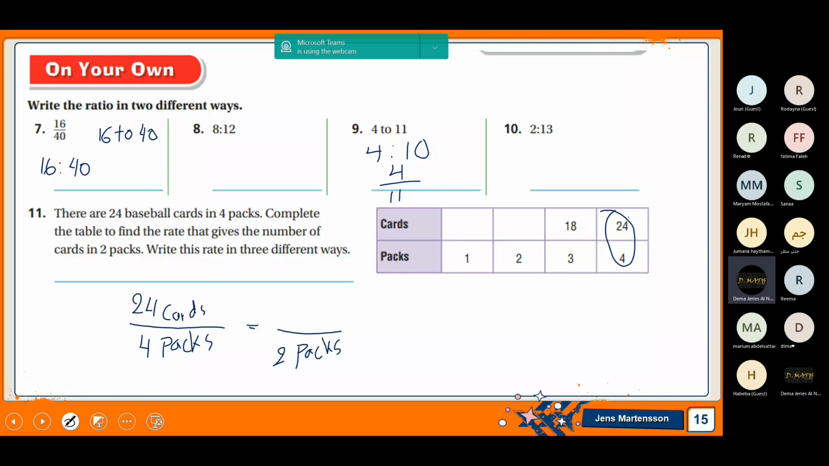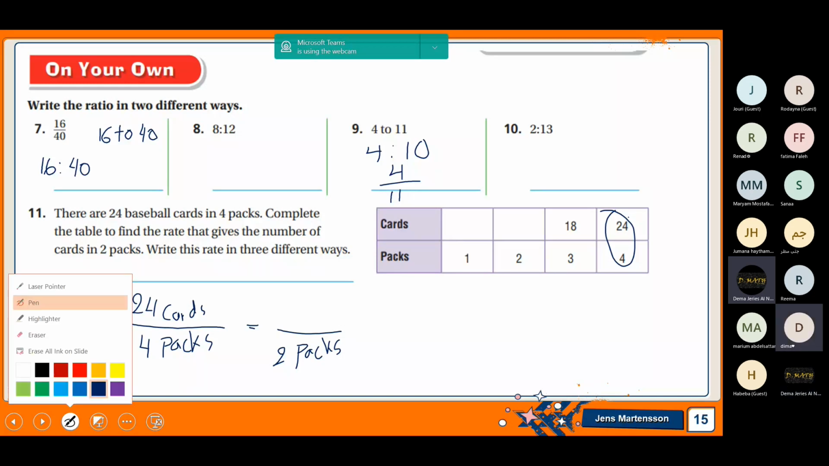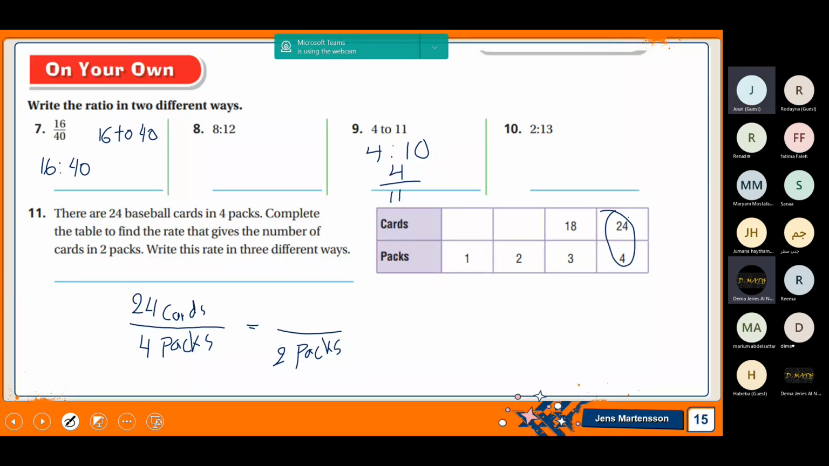How do you change 4 to be 2? You multiply it or you divide it? Multiply. 4 to be 2. Divide. Divide by what? By 4. No, miss. 4 divided by 2 gives you 2.